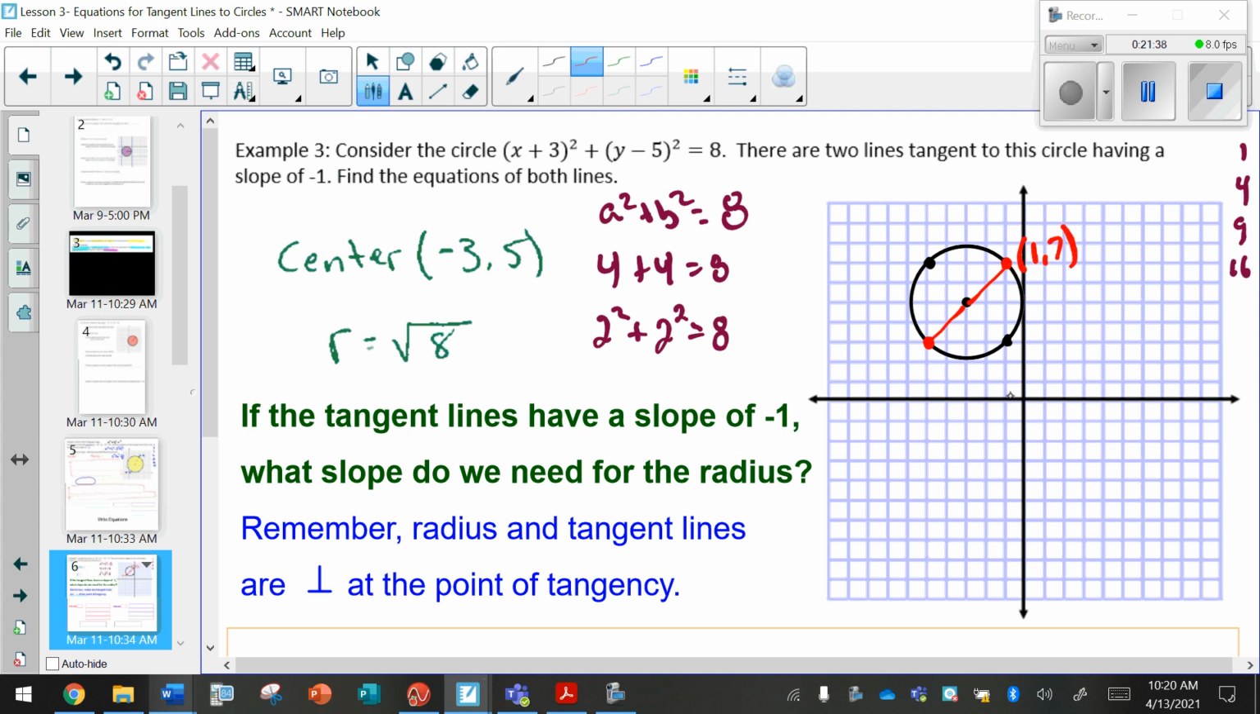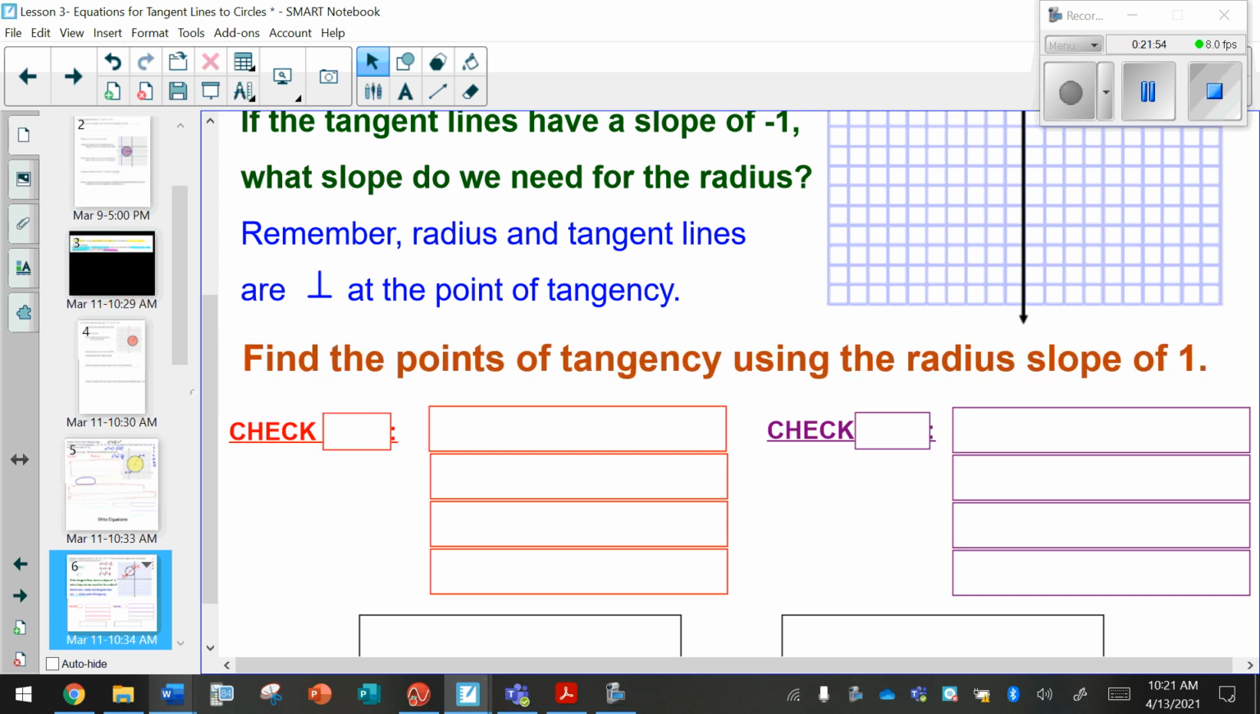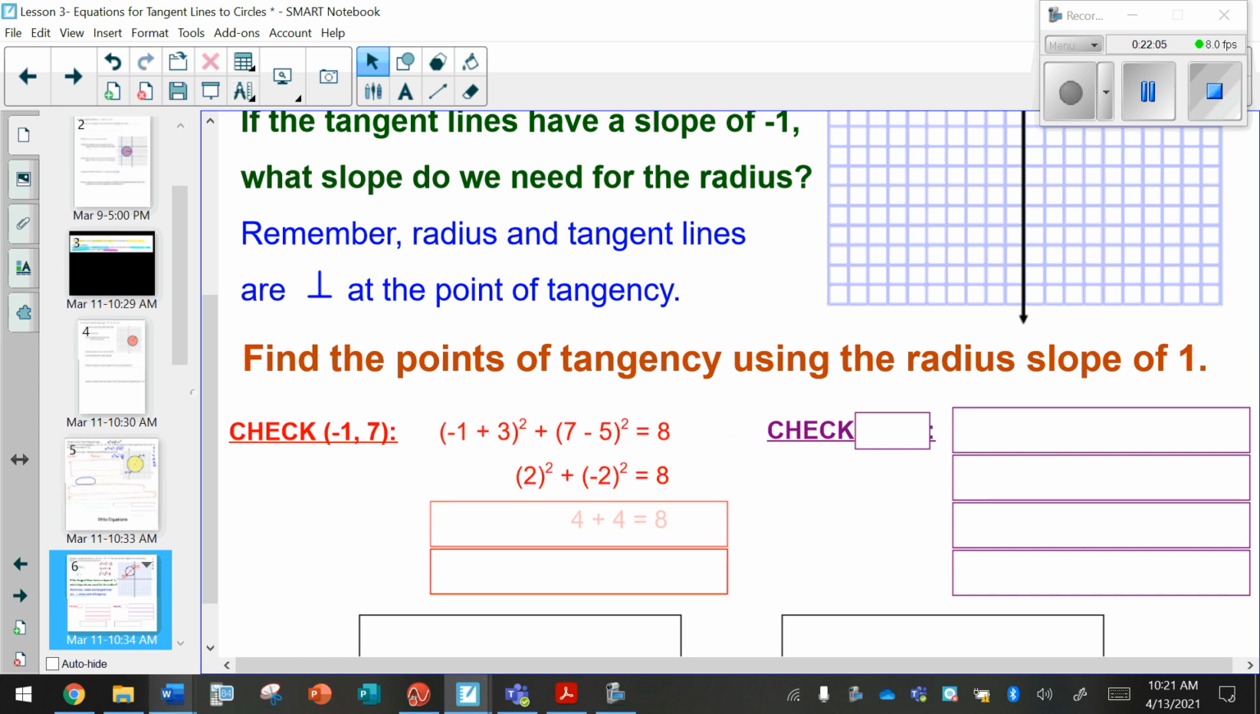-1, 7, and then -5, 3. Those are our potential points. We need to verify that those points are indeed on our circle by plugging those points into the circle equation. Either go to your calculator or mental math, and you can show that they check.